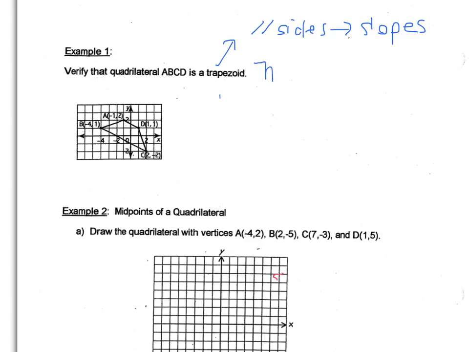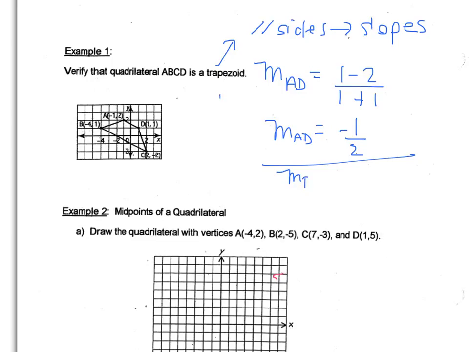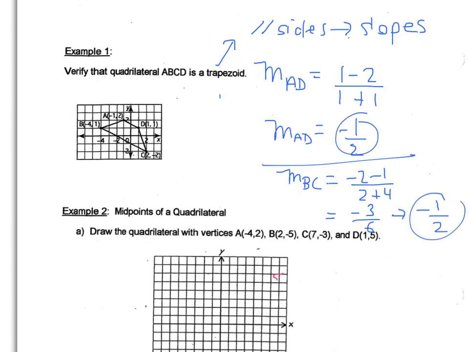So our slope of AD can be calculated by doing rise over run, 1 minus 2 over 1 minus negative 1, which is negative 1 over 2, or negative 1/2. And the slope of BC is negative 2 minus 1 over 2 minus negative 4, which is negative 3 over 6, which also reduces to negative 1/2. So these two slopes are equal.